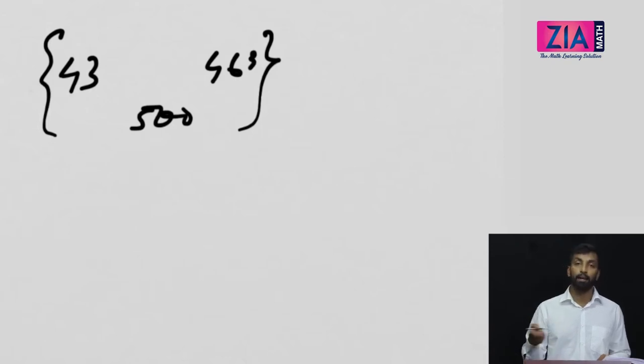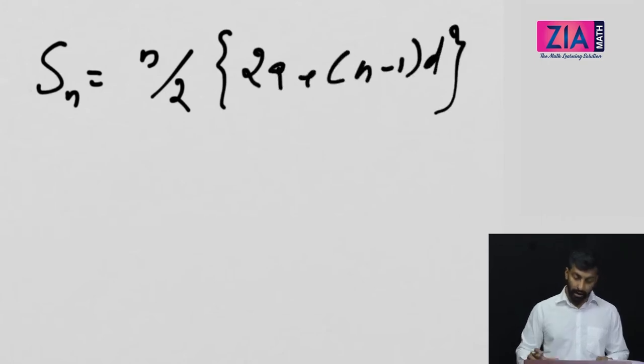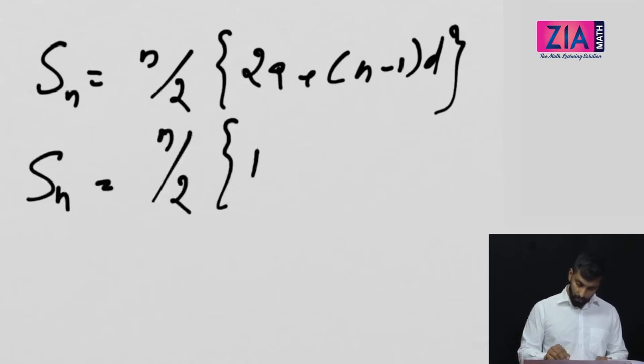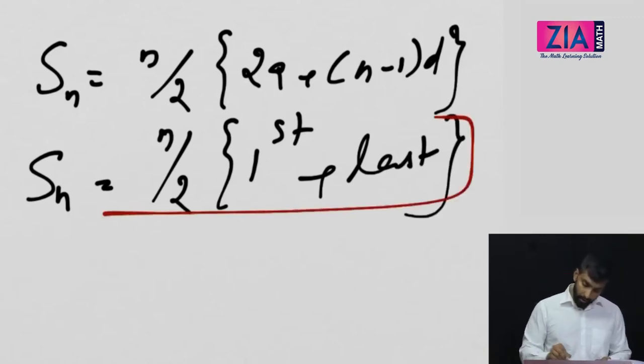What is the sum of the possible numbers, right? So basically it is the sum of an AP. Now what is the sum of an AP? Sn can be represented as n by 2 into 2a plus n minus 1 into d. You have another formula also: n by 2 into first term plus last term. This is applicable when you know the last term.